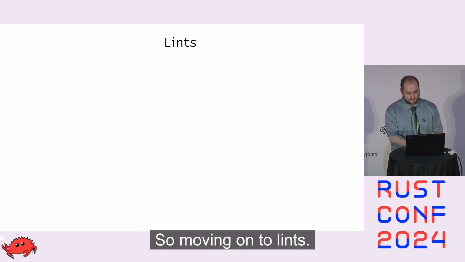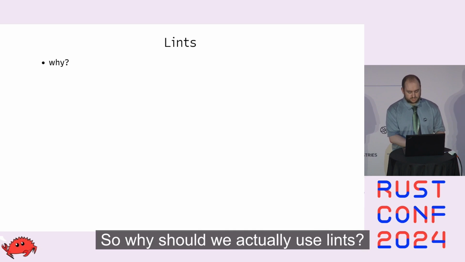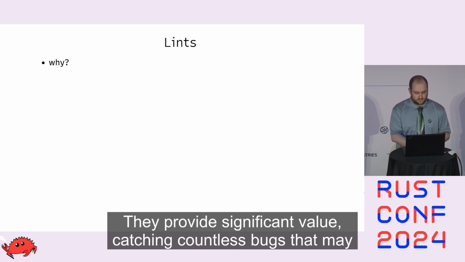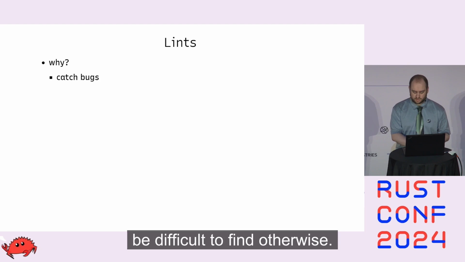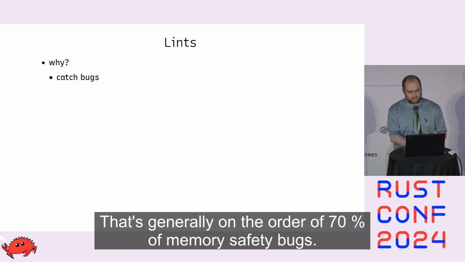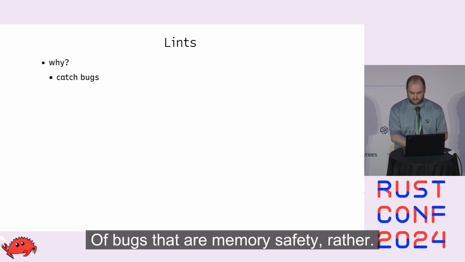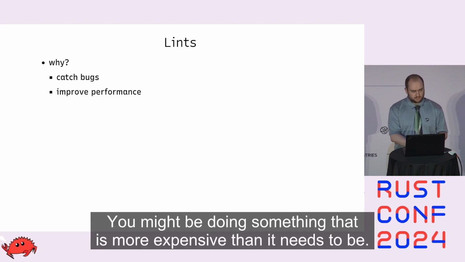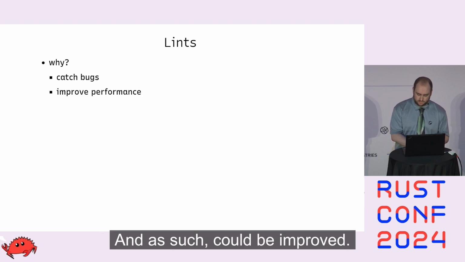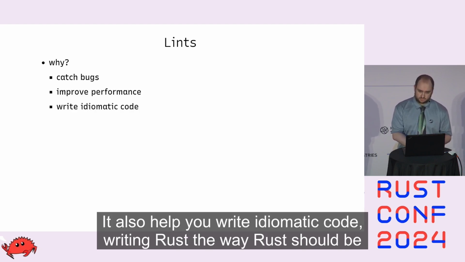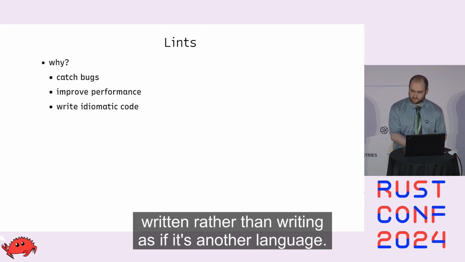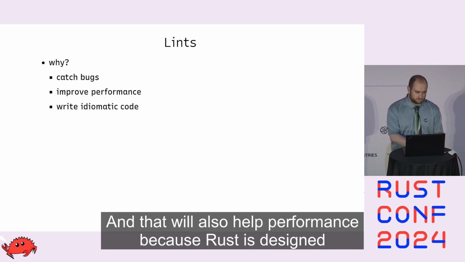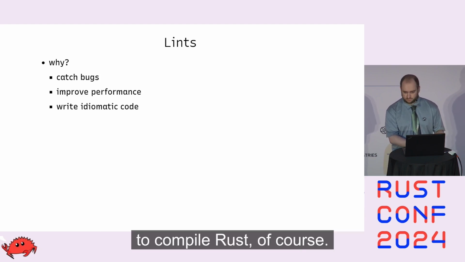So moving on to Lints. So why should we actually use Lints? They provide significant value, catching countless bugs that may be difficult to find otherwise. That's generally on the order of 70% of memory safety bugs. Of bugs that are memory safety, rather. Lints also improve performance. You might be doing something that is more expensive than it needs to be, and as such, could be improved. It'll also help you write idiomatic code, writing Rust the way Rust should be written, rather than writing as if it's another language. And that will also help performance, because Rust is designed to compile Rust, of course.